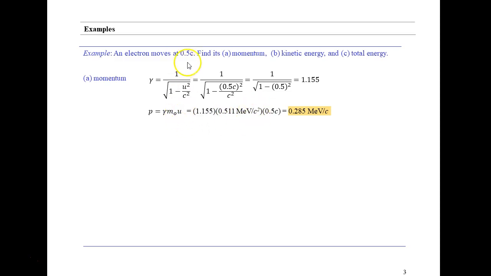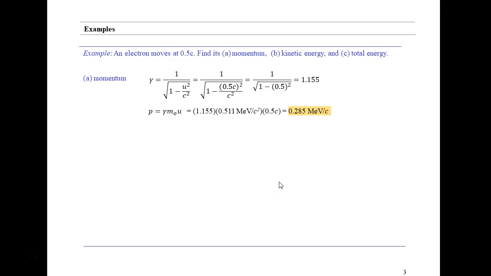If we put u as 0.5 c, look, c over c squared, I automatically have a c in my denominator. So all I have to do on my calculator is punch in 1.155 times 0.511 times 0.5. I've got 0.285, and my units are going to be mega electron volts, MeV per c.